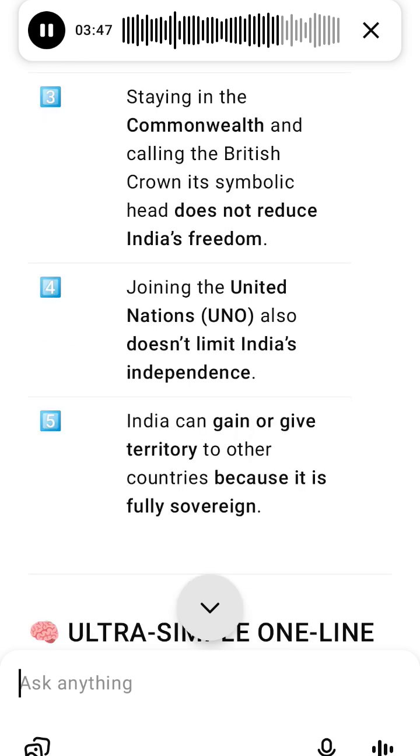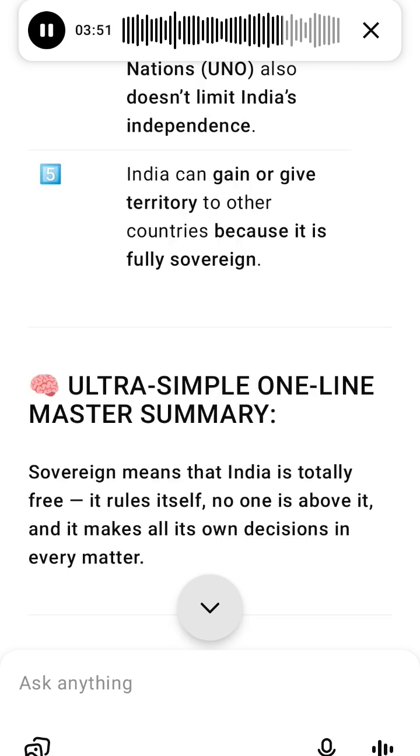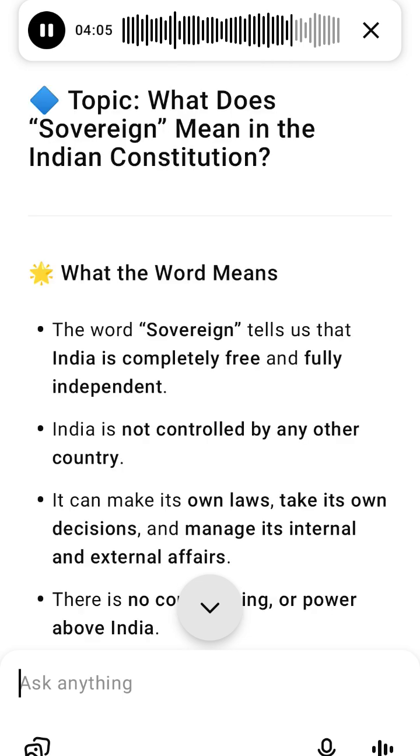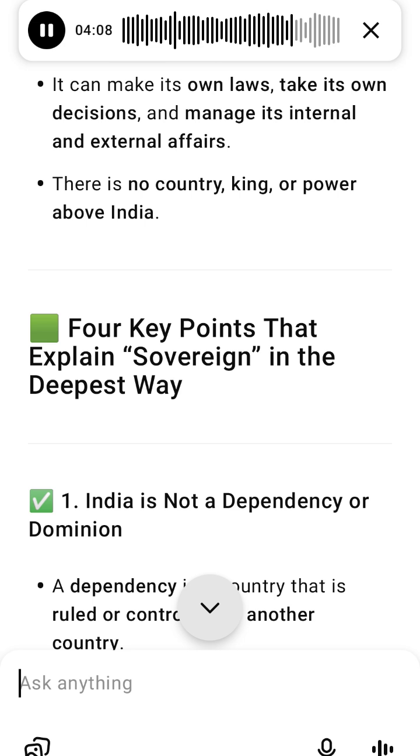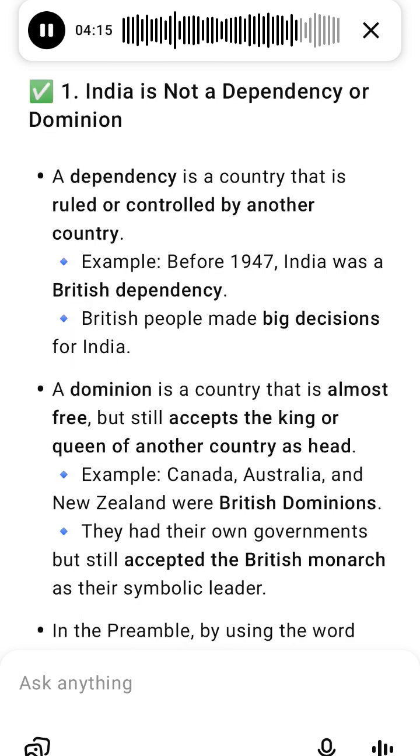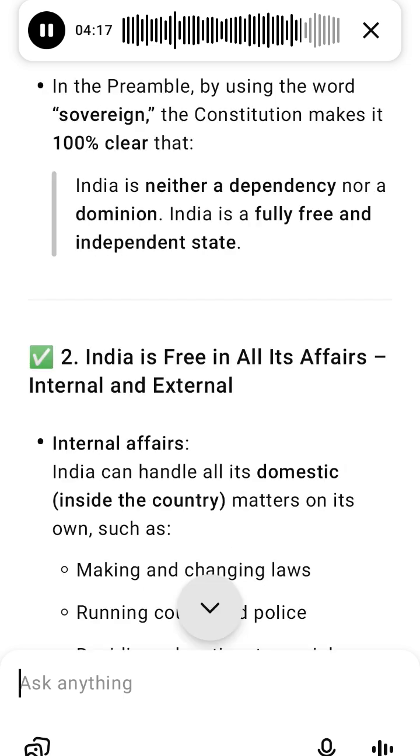Example: India can sign a trade deal with Russia or ban an app from China. It doesn't need approval from any foreign power because it is sovereign. 3. Being in the Commonwealth doesn't reduce India's freedom. In 1949, India chose to remain in the Commonwealth of Nations, a group of countries that were once under British rule. India also accepted the British crown, King or Queen, as the head of the Commonwealth.